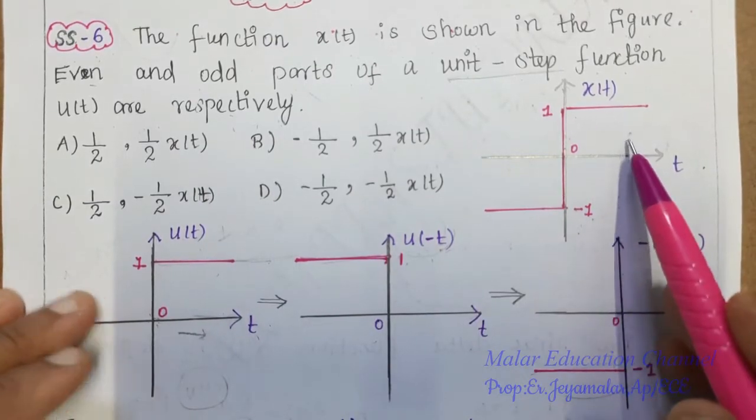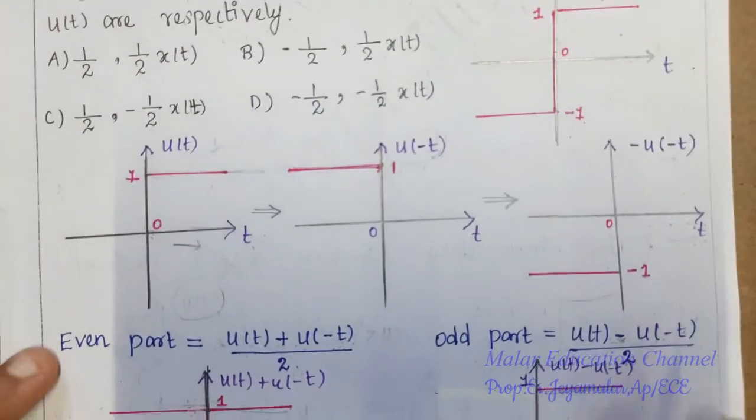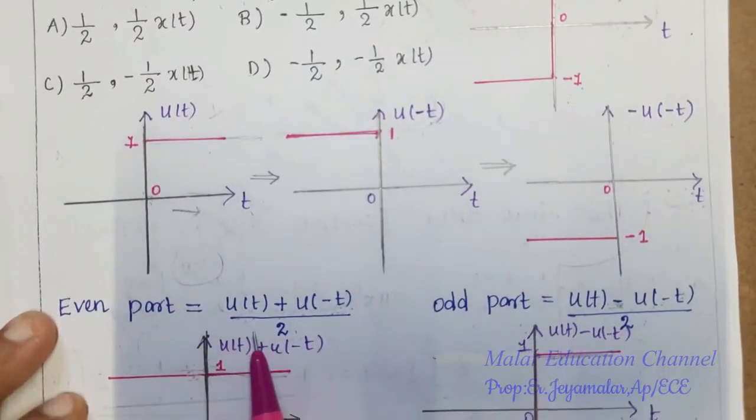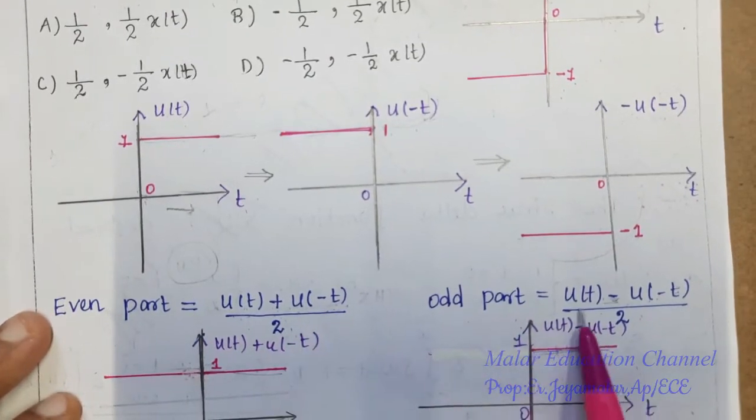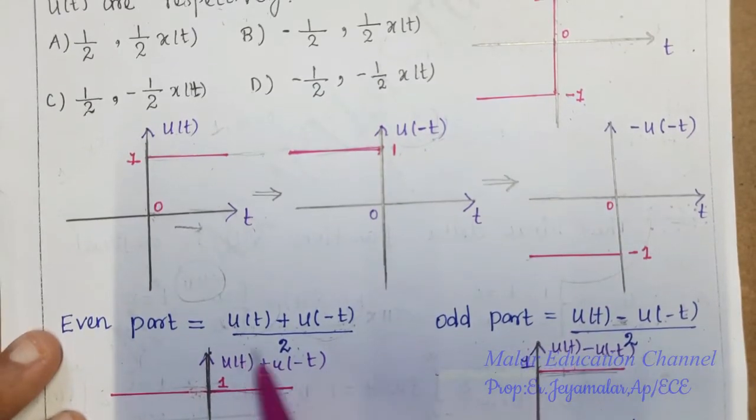We have to find the value of the even and odd part. Before that, you should know the formula for the even part and odd part. The even part formula is u of t plus u of minus t, divided by 2. The odd part formula is u of t minus u of minus t, divided by 2. If we draw the diagram for u of t and u of minus t.